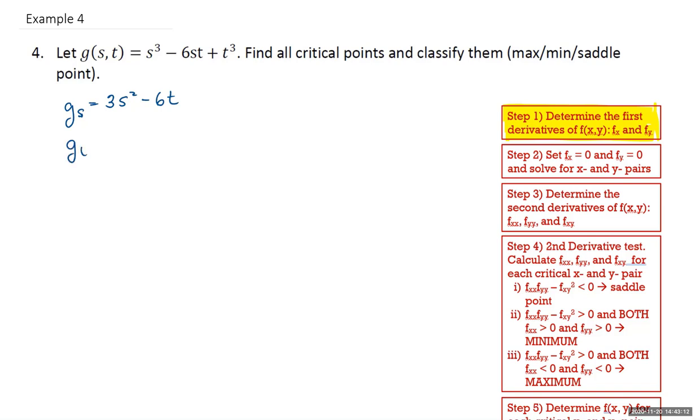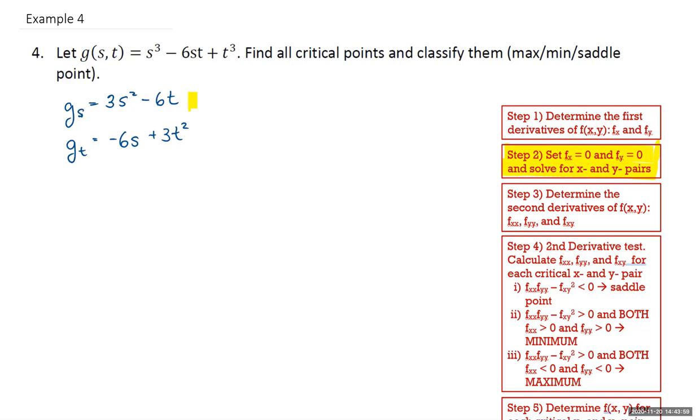My second partial derivative, with respect to t: for the first term, the derivative is 0, as there are no t terms. For the second term, it's going to be minus 6s times the derivative of t, which is 1. And for the third term, I have the derivative of t cubed, which will be 3t squared. So those are my first derivatives. And now I'm going to do step two. I'm going to set these derivatives equal to 0 and solve for the s and t pairs.